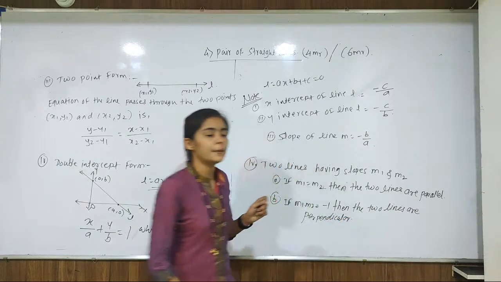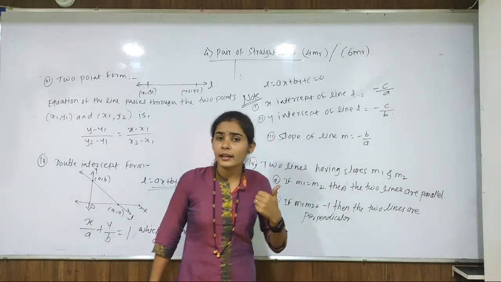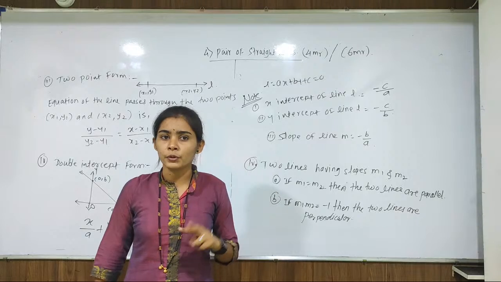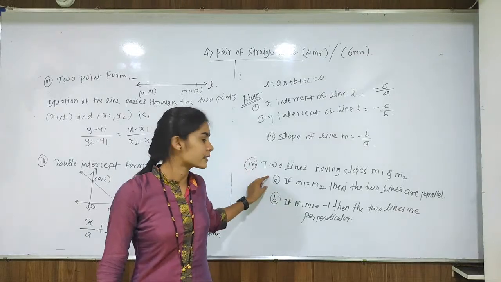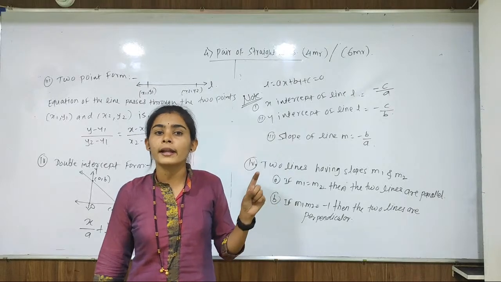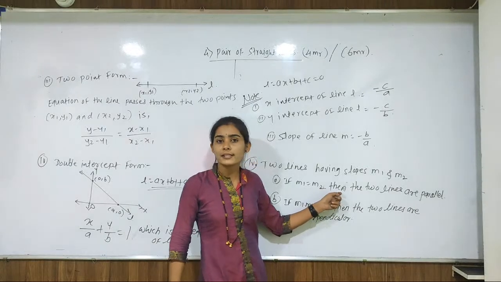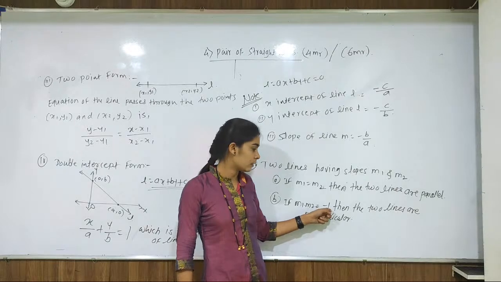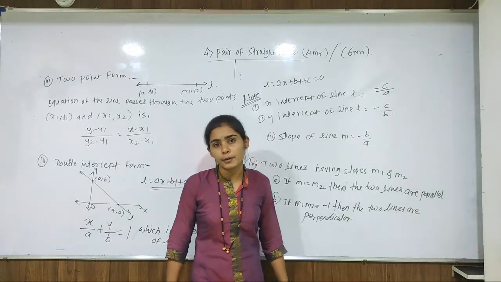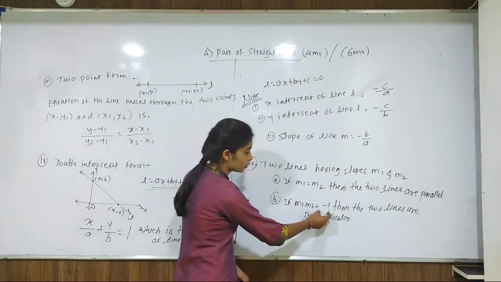Remember this. If there are two lines having slopes m1 and m2, if both the slopes are equal, then the two lines are parallel. If m1 is equal to m2, then the two lines are parallel. And if m1 into m2 is equal to -1, then the two lines are perpendicular.